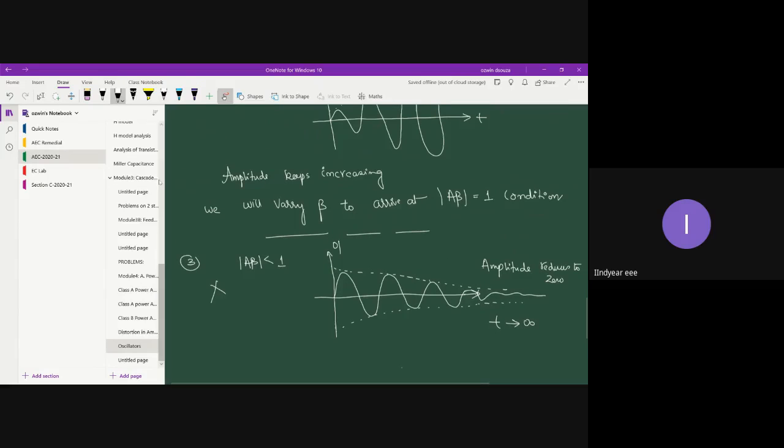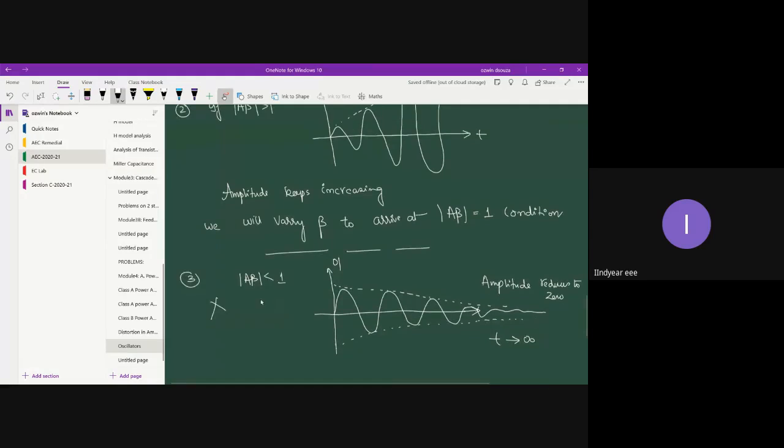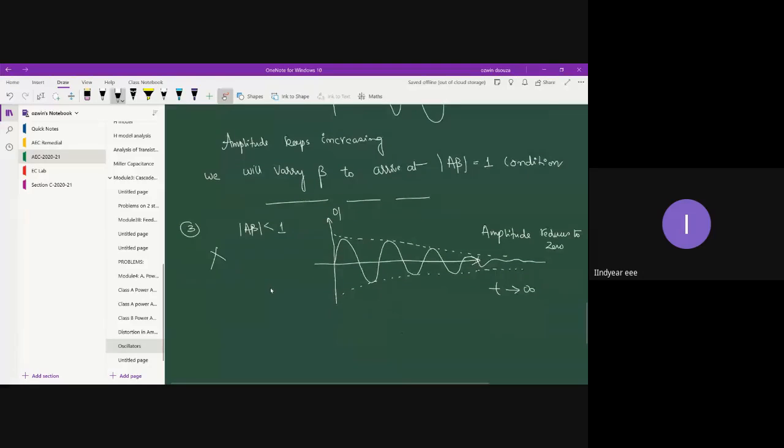We want the waveform to be present, but by maintaining a beta less than 1 condition, the waveform is going to vanish after some interval of time. So this condition should also be avoided. Whenever you see a straight line in the oscilloscope, that's an indication that the oscillator is operating under this condition. Even when this happens, what you have to do is vary beta to arrive at a beta equal to 1 condition.